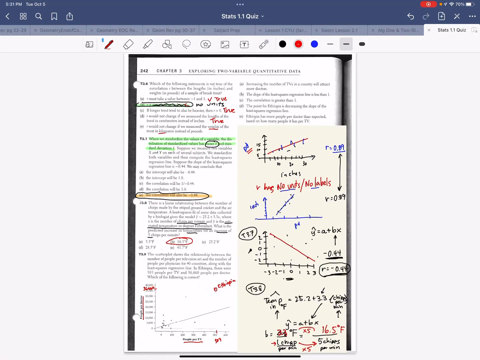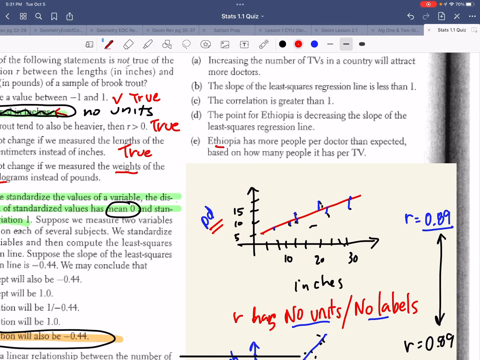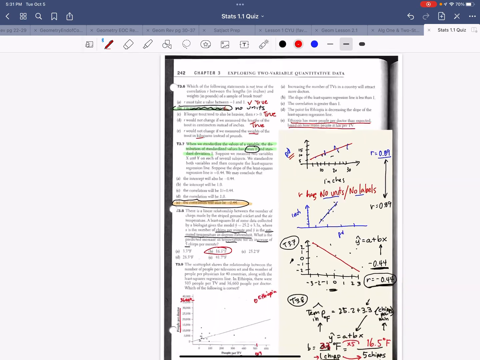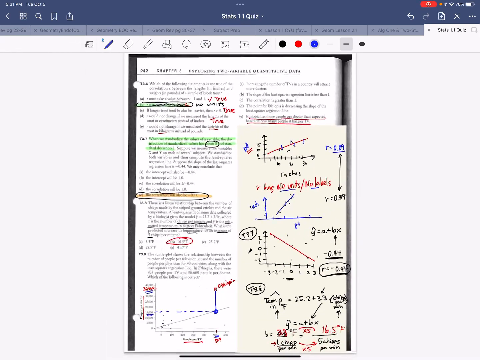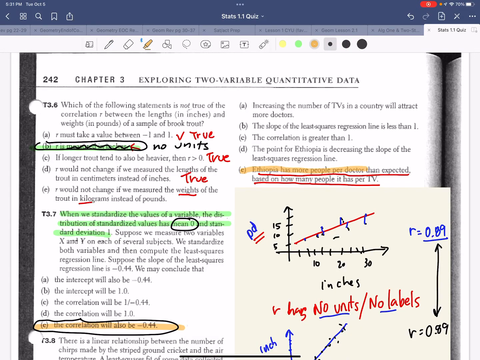All right, so it says Ethiopia has more people per doctor than expected based on how many people it has per TV. Yes, they're essentially saying that for that number of people per TV, we would predict them to have 15 people per doctor, but they have over 36,000 people per doctor. So E has to be our answer. Ethiopia has more people per doctor than expected.